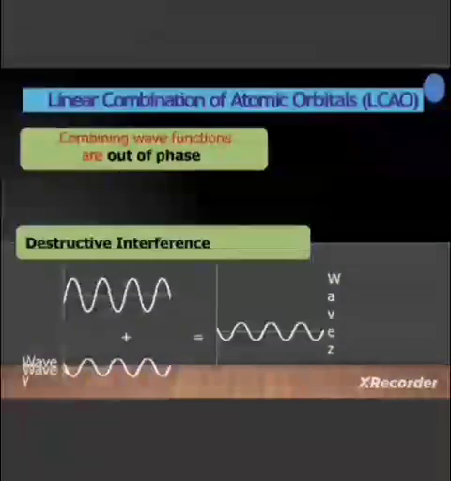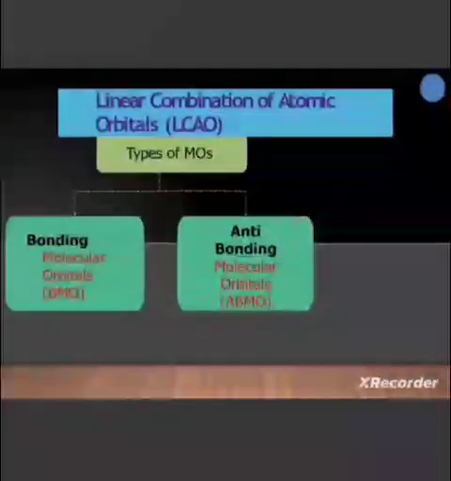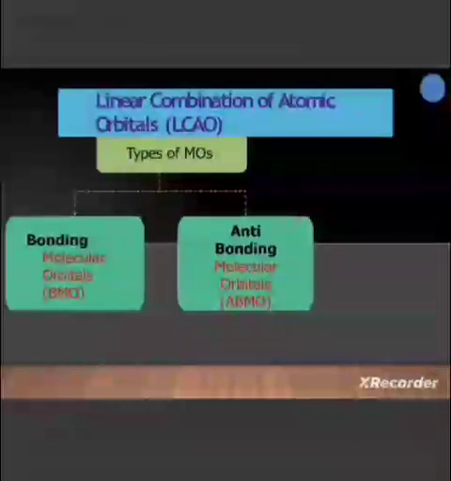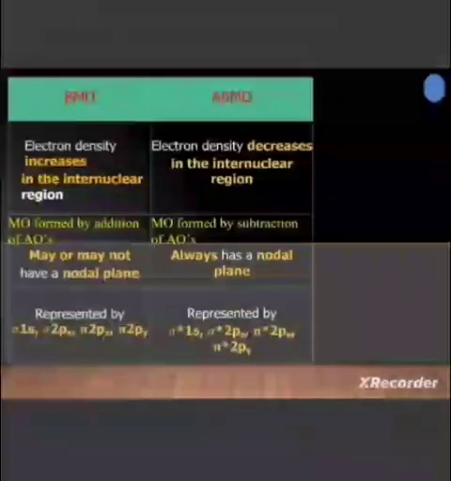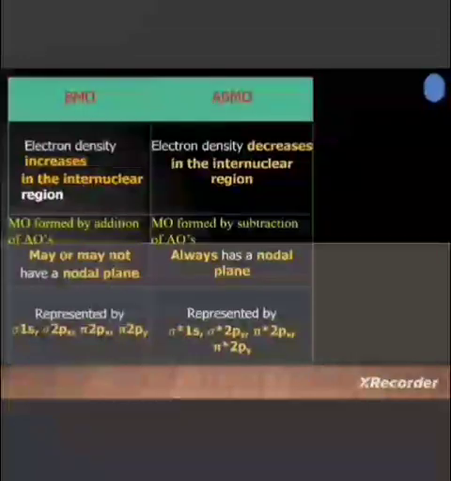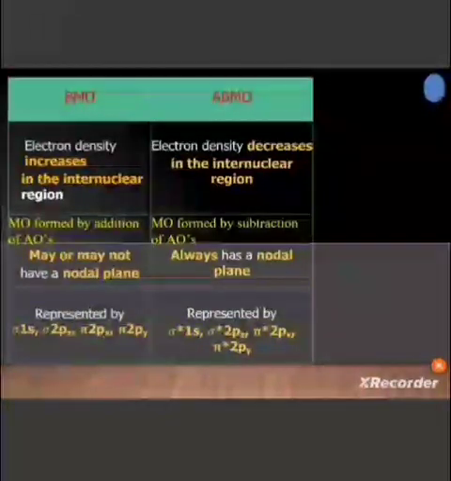Linear combination of atomic orbitals gives two types of molecular orbital which I discussed earlier, that is the bonding molecular orbital and the anti-bonding molecular orbital. Now what are the differences between bonding and anti-bonding molecular orbital? In the bonding molecular orbital, electron density increases in the internuclear axis, whereas in the anti-bonding, electron density decreases in the internuclear axis. Bonding molecular orbitals are formed by addition of atomic orbitals, whereas anti-bonding are formed by the subtraction of atomic orbitals.